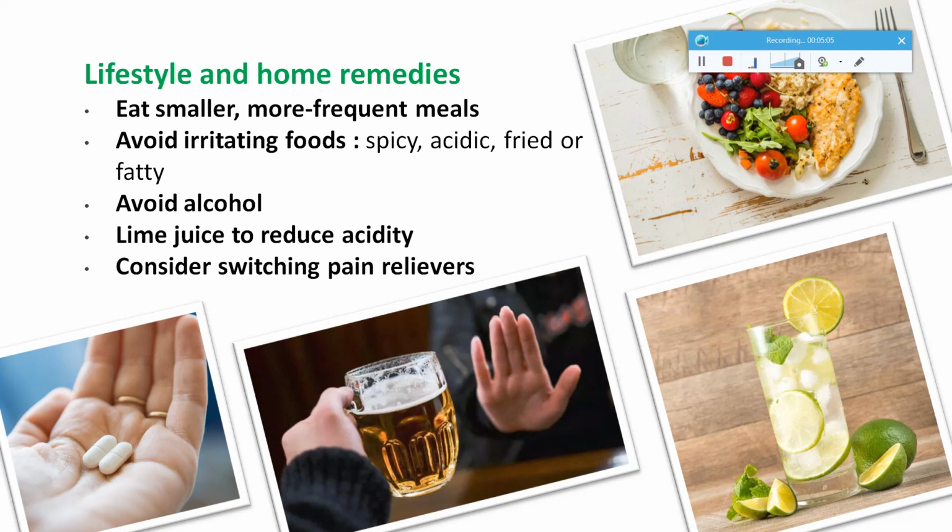And apart from that, it's better to avoid irritating foods like too much spicy, too much acidic food. And alcohol should be taken in moderation in case you're taking it. Too much of this can lead to issues. And when you have this acidity problem, you can have a little bit of lime juice, which can help you come out of the acidic condition. And in case you feel that the pain relievers you're taking are causing gastritis, you can switch over to different pain relievers and see if that helps. But as such, pain relievers should not be taken in the long run.